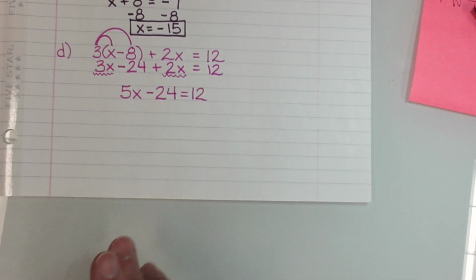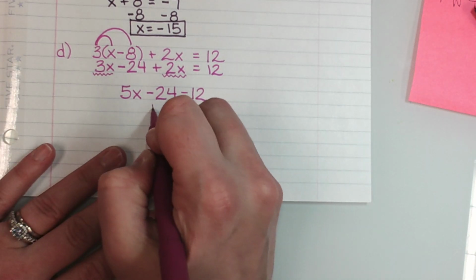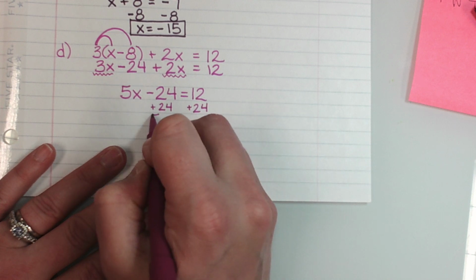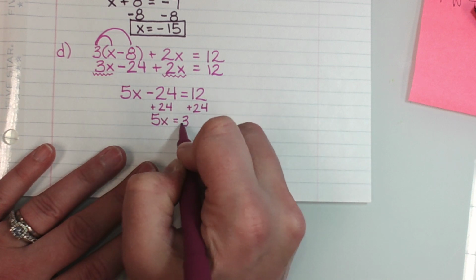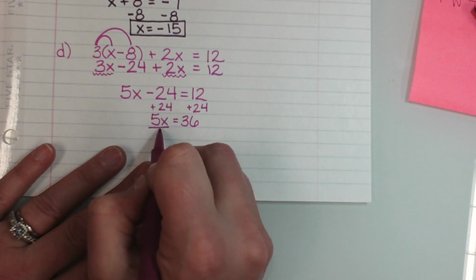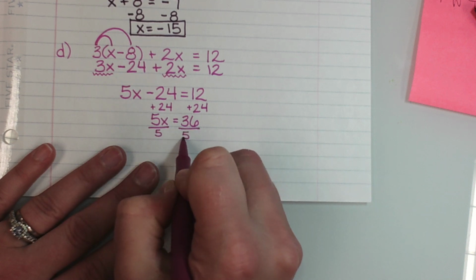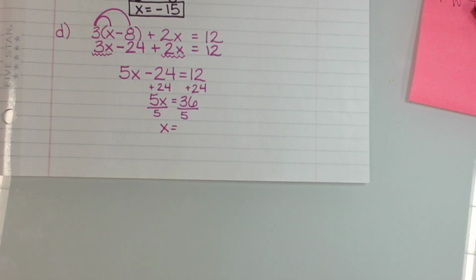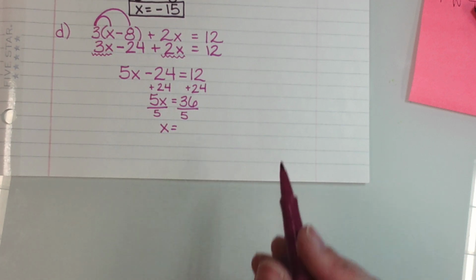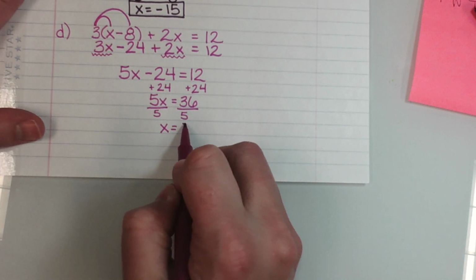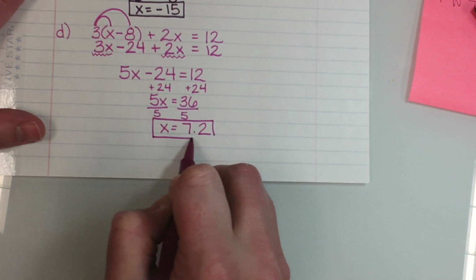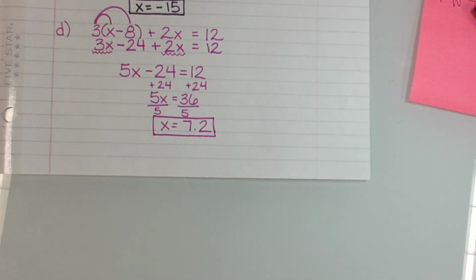And plus 24 on each side. 36. 5x equals 36. Divide by 5. It's not a nice number this time. 7.2. That's a dumb number.